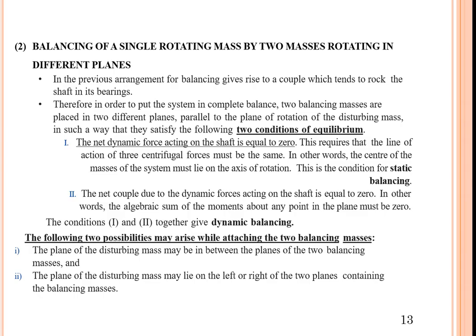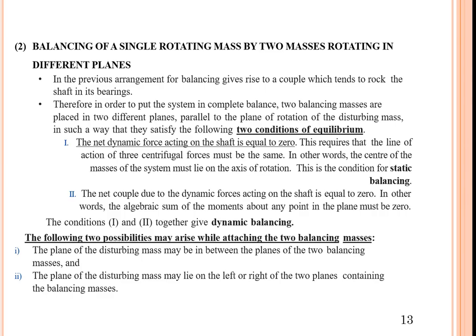Balancing of a single rotating mass by two masses rotating in different planes. The two conditions of equilibrium must be satisfied. The net dynamic force on the shaft is equal to zero. The net couple due to the dynamic forces acting on the shaft is equal to zero. Here, 1 and 2 together give dynamic balancing.